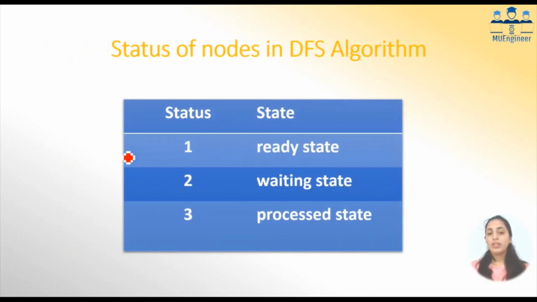Again over here we have the three common states: 1, 2 and 3. State 1 indicates we are ready. State 2 indicates we are in a waiting state. In BFS we used a queue. In DFS we are using a stack. So when I am going inside the stack, I am going into a waiting state. And when I pop out from the stack, that means I print the value, and at that time we go into the processed state. That means we are done with the visiting part.